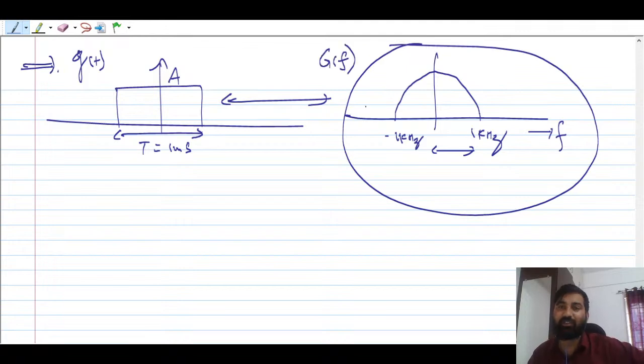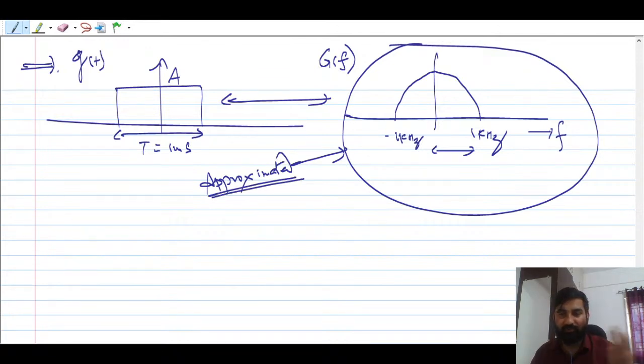This is a message signal, okay? This is the approximated one, not actual. So if you directly send this signal, what will happen? Life is very tough. You cannot send this signal directly. Understood. So you need to multiply with the carrier, right? So this is the signal here, and you multiply this with the carrier.